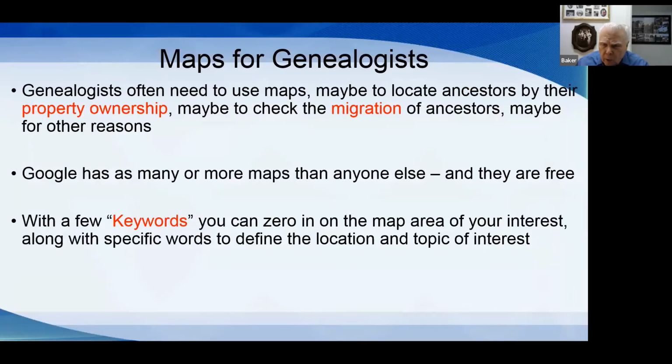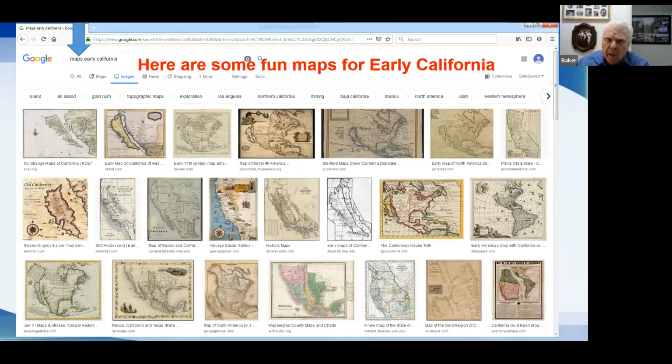In this, as genealogists get into the world of maps, sometimes we're interested in property ownership or where did people travel to or from. Well, Google has as many or more maps than anybody. And so you put in a couple of keywords and you get the maps. Here I have put in the words maps, early California, and I get some fun maps. Look at that top tier on the left, and you can see maps of when California used to be an island, at least on the map it was.